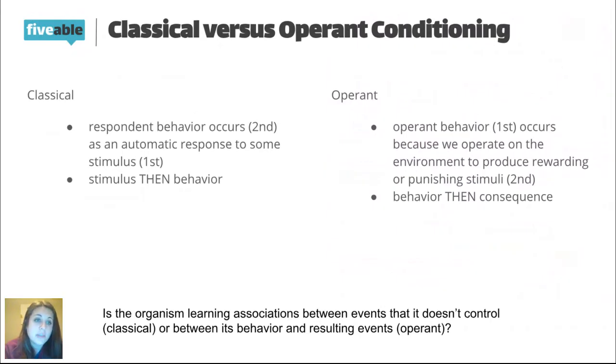And then the other big factor is that anything in classical conditioning must be a reflexive, automatic sort of response. It has to be natural. And in operant conditioning, it's a voluntary behavior. So again, just kind of little ways to help you differentiate and remember between the two.